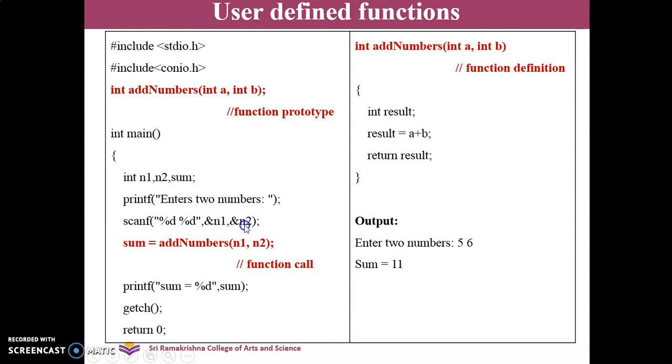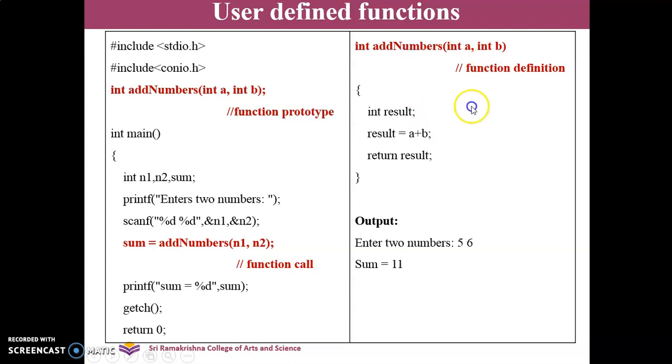For example, if the user enters two numbers like 5 and 6, then 5 will be saved into variable n1, and 6 will be saved into variable n2. And this is the function call. After getting the input from the user, I am calling the function add numbers with these two parameters n1 and n2. Whenever the compiler encounters the function name in the function call, the control of the program jumps to that particular function, and the code inside the function gets executed.